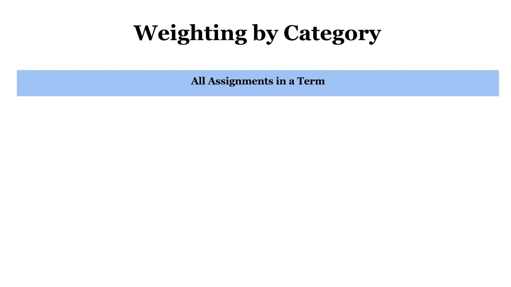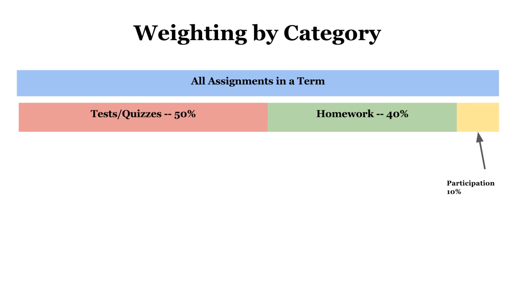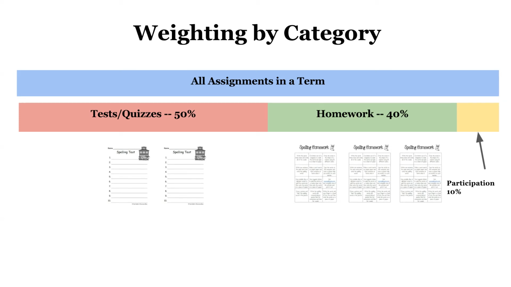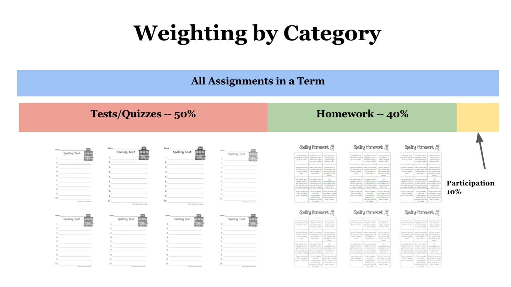Weighting by category is where you weight different categories of assignments to be worth different amounts for the overall grade. For example, you can define tests and quizzes to be worth 50%, homework 40%, and participation is 10%. If you have 2 tests or quizzes, they will be worth 50% of the grade. Likewise, for 3 homework assignments, that'll be worth 40%. If you add more tests and quizzes, or more homework assignments, or both, no matter how many you add, they will never be worth more than the defined category weighting.